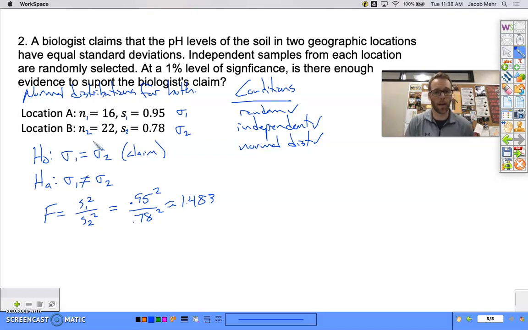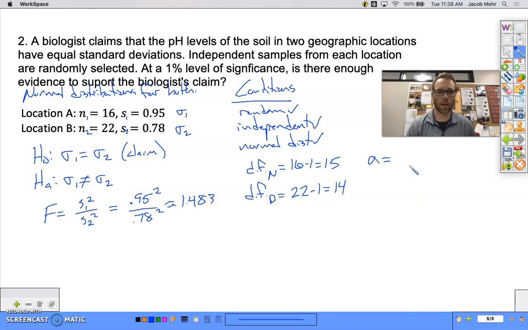All right, what's next? Well, we need degrees of freedom. Degrees of freedom for the numerator, that would be this, so that's going to be 16 minus 1, which is 15. Degrees of freedom for our denominator is going to be 22 minus 1, which is 14. Our level of significance, again, is 0.01. All right, so now it's time to find our test, well, not our test statistic, we already have that, but our critical F value.